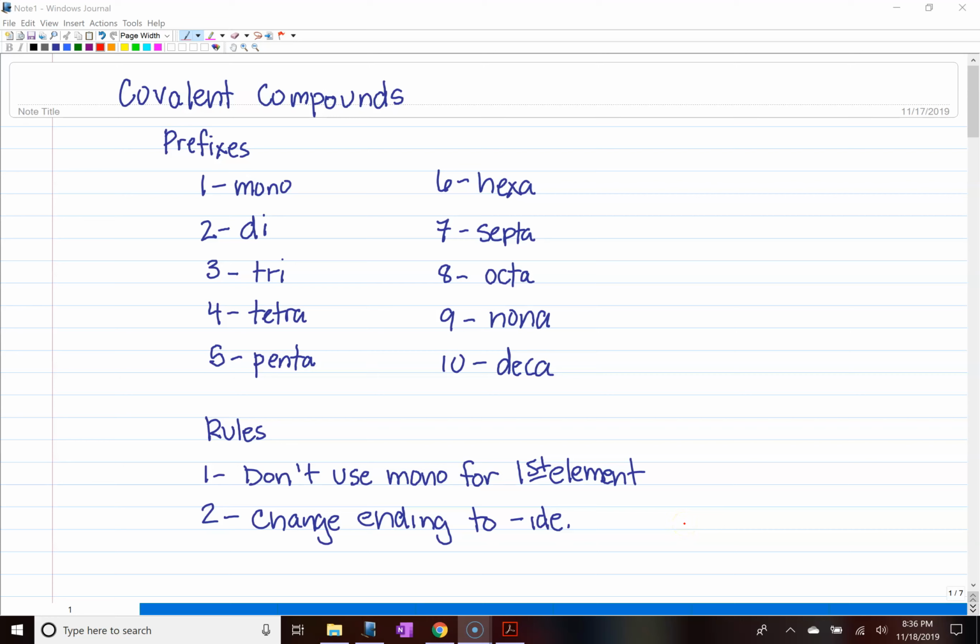Hi, in assignment 6, we will be learning how to name covalent compounds. After that, we will be taking the information that we learned in assignment 5 and assignment 6 and putting them together to write equations that are formed from chemical compound words. We'll also do a lab in this assignment.